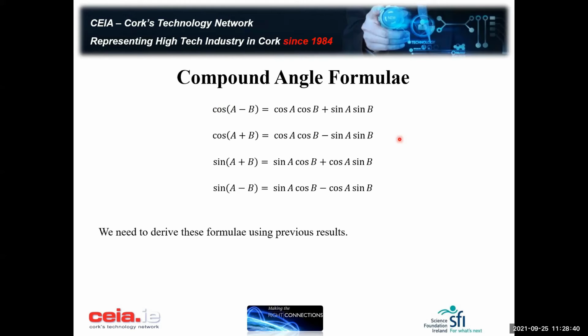So the conventional way of deriving them is to derive this one first, and then it becomes easy to convert that to these other three. So we start by trying to derive this cosine A minus B in terms of the other simpler angles.